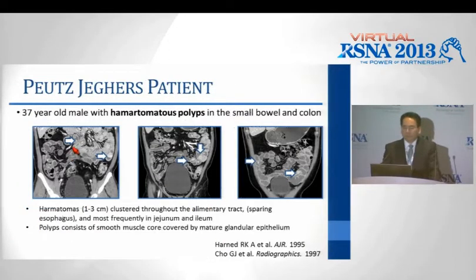This is an example of a 37-year-old male with hamartomatous polyps in the small bowel and colon. You can see here these polyps are quite visible on CT enterography. There are multiple coronal images. You can see nice distension of small bowel, and these rather large polyps, and they tend to be about 1 to 3 centimeters. They tend to be clustered rather than carpeting the entire tract, and they tend to spare the esophagus. And we find them most commonly in the jejunum and the ileum. These polyps consist of smooth muscle cores, and they're covered by mature glandular epithelium.